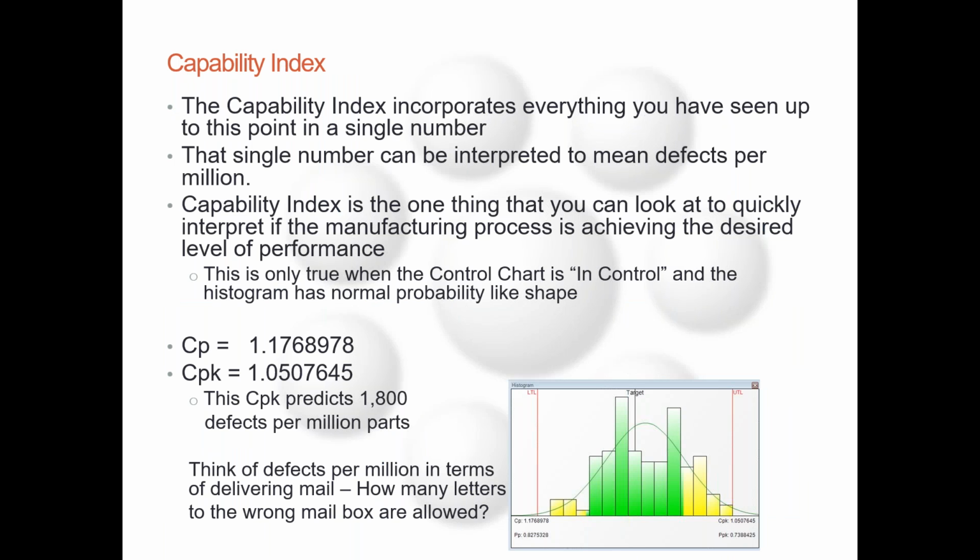The single number can be interpreted to mean defects per million, which we started talking about, and the capability index is one thing that you can look at quickly, to interpret if the manufacturing process is achieving the desired level of performance. This is only true when the control charts are in control. We're now coming back to that stability question in the X bar R chart. And the histogram has a normal probability-like shape, which is the vast majority of the time. And even for things like the one-sided one with flatness, you can still use the normal probability curve, but use it on unilateral type calculations.